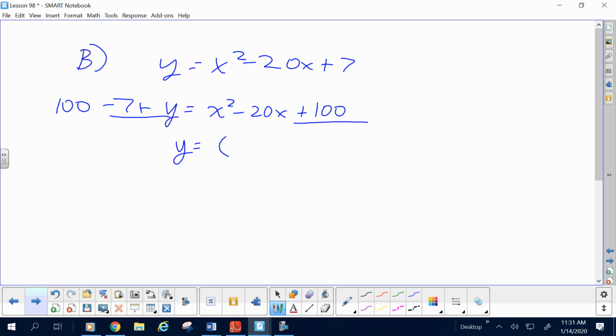Wait, why is it minus 7? Oh, wait, never mind. Okay, so what is the correct answer? X minus 10 squared minus 93. Showing the 100 on both sides or balancing the equation is required, not suggested.